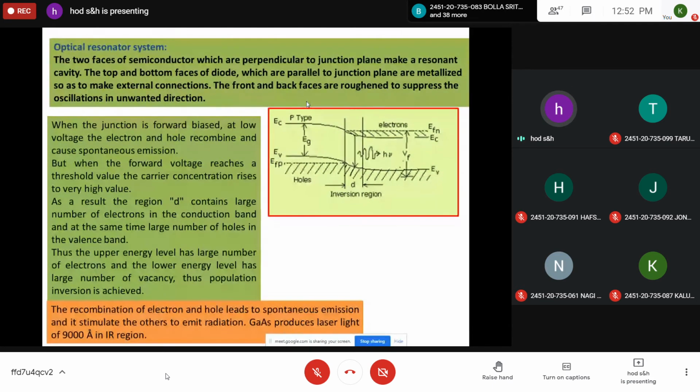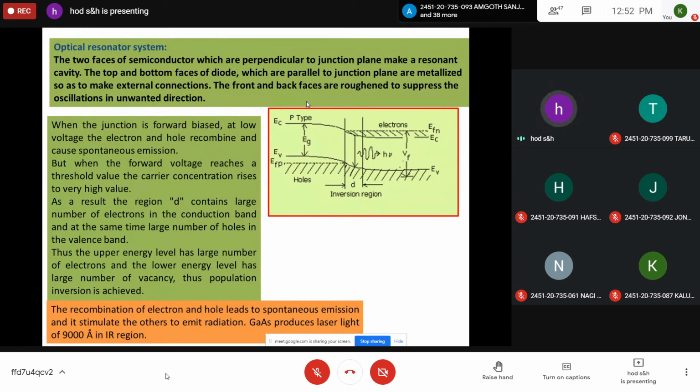A large number of electrons are available in the higher region, and population inversion is achieved, and the electrons straight away under forward bias voltage recombine with the holes. This recombination of electrons and holes leads to spontaneous emission. Again, the emitted photons interact with the electrons in the higher energy level, so that stimulated emission starts. And finally, this gallium arsenide produces a laser light of 9,000 angstroms in the infrared region.